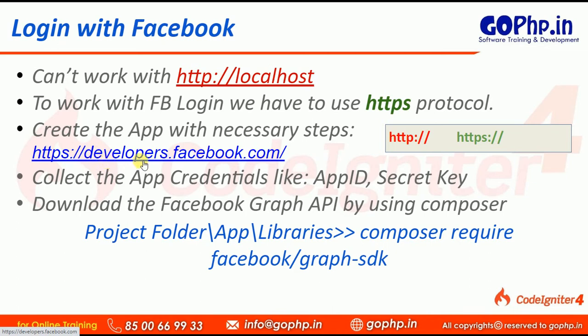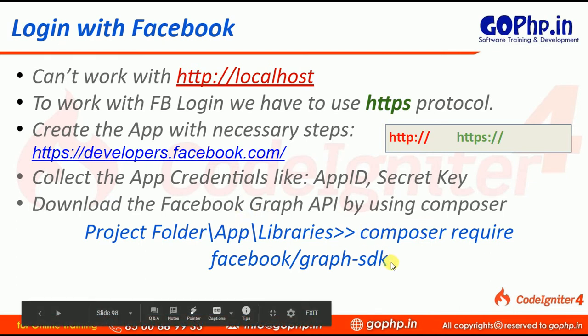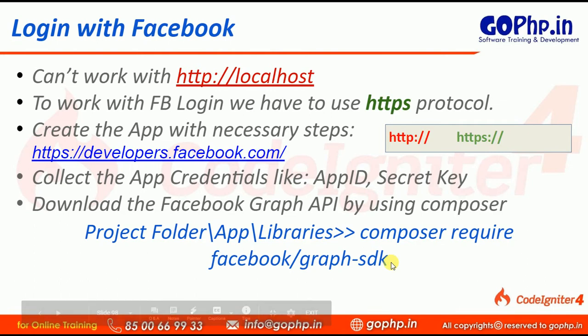First of all, to work with the Facebook SDK, we have to create an app by visiting the website developers.facebook.com, and create an app with the necessary steps. After that, we have to collect the app credentials like the app ID and secret key. Once those are collected, we have to download the Facebook Graph API using a Composer command. So go to the project folder libraries, and by using the following Composer command, we are going to download the Facebook SDK into our CodeIgniter 4.